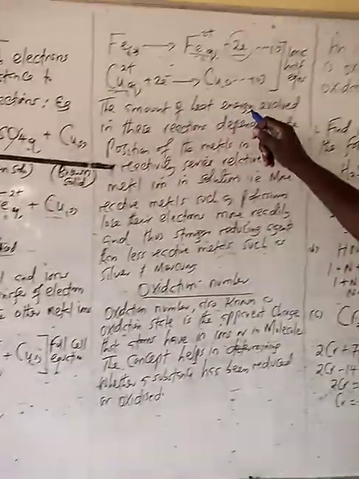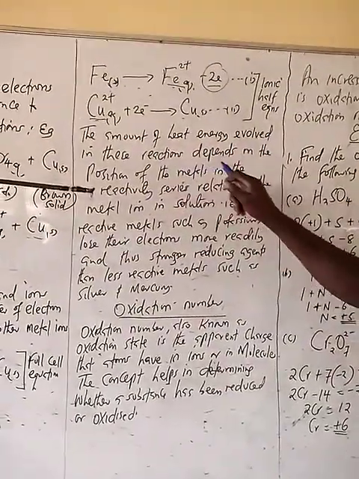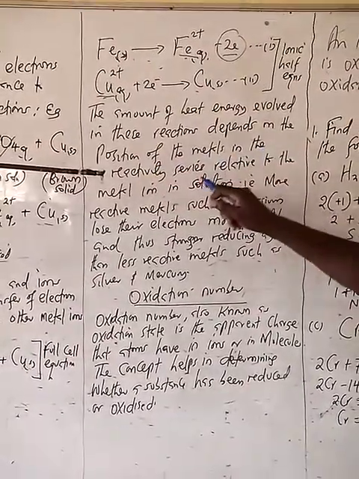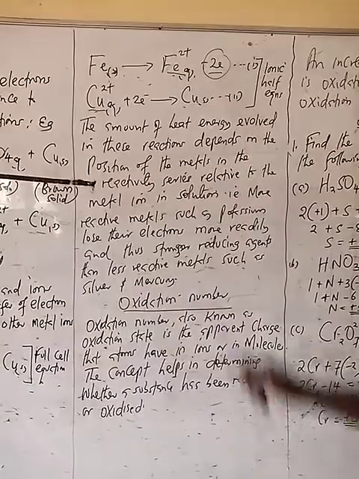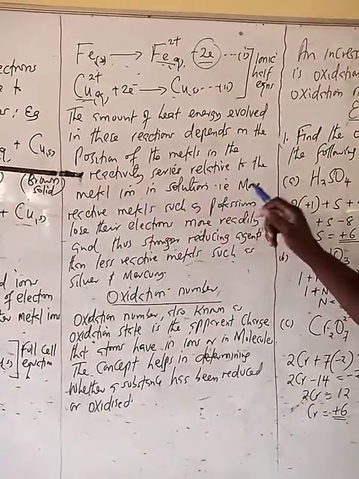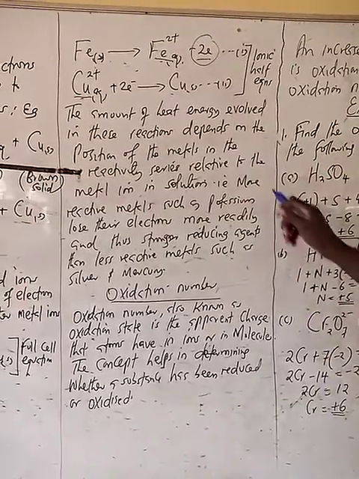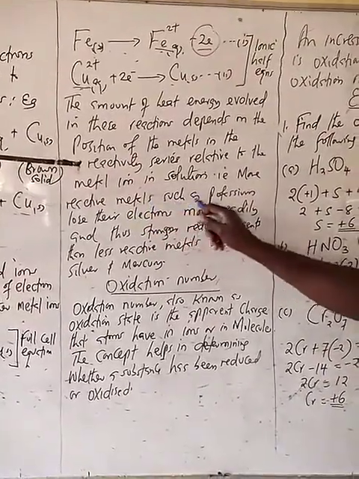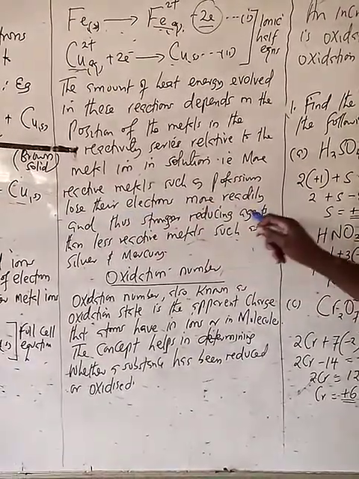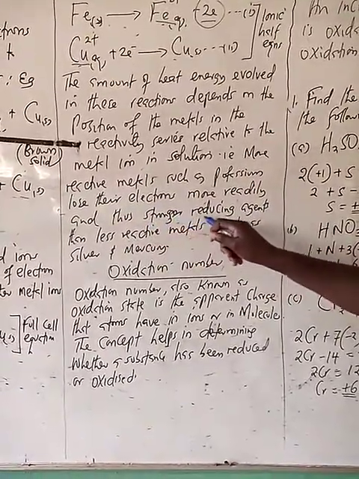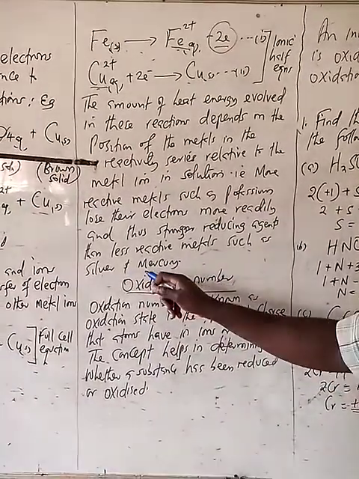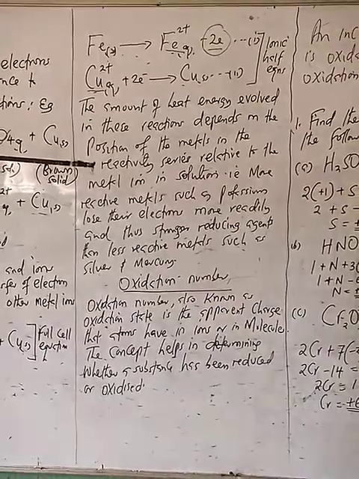So the amount of heat evolved in these reactions depends on the position of the metal in the reactivity series relative to the metal ion in the solution. That is to say, more reactive metals, such as potassium, will lose electrons more readily, and thus they are stronger reducing agents compared to the less reactive metals such as silver and mercury.